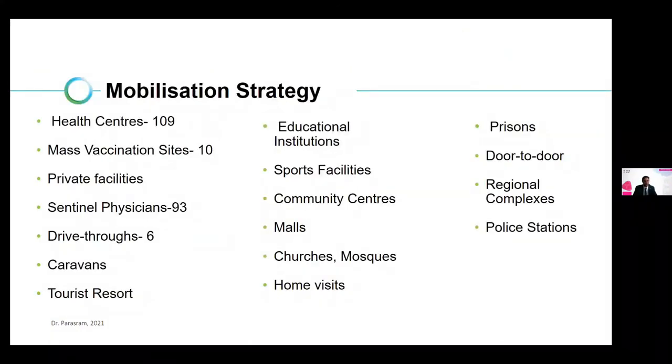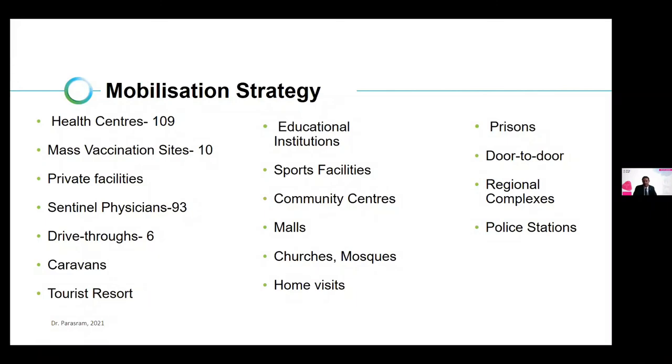In terms of our mobilization strategy, once we had enough vaccines in hand, we decided to increase the number of sites to give us access to the public. As you would have seen, we rolled out different types of vaccines to different sites at different times. For now, we have 109 health centers, 10 mass vac sites, 6 drive-throughs and about 93 sentinel physicians.